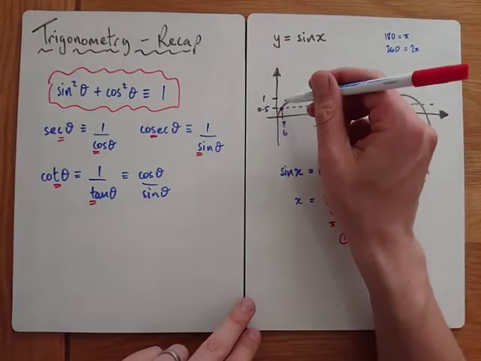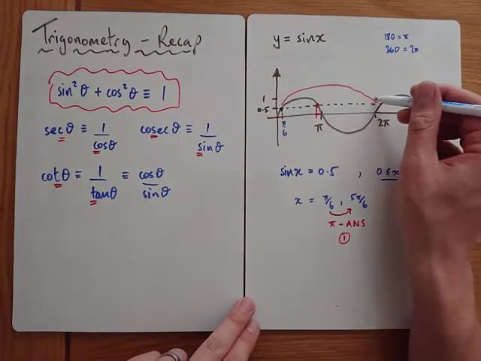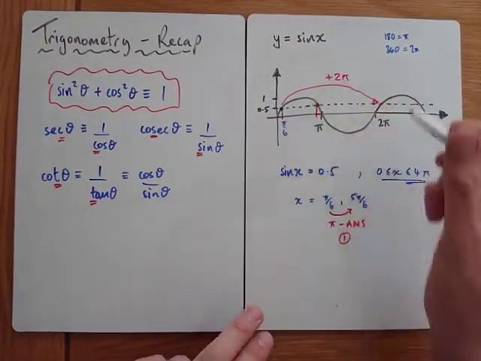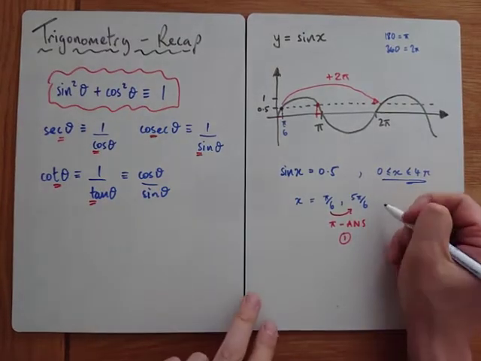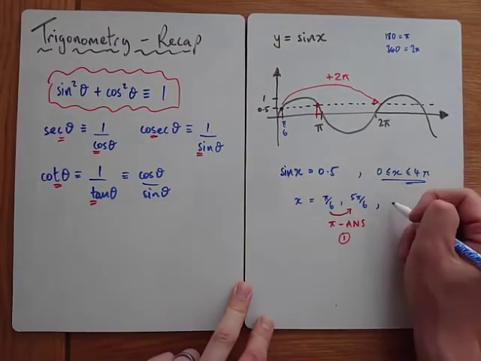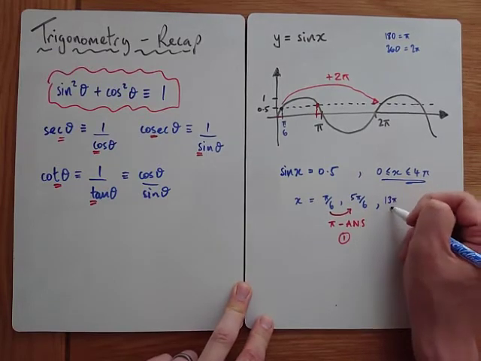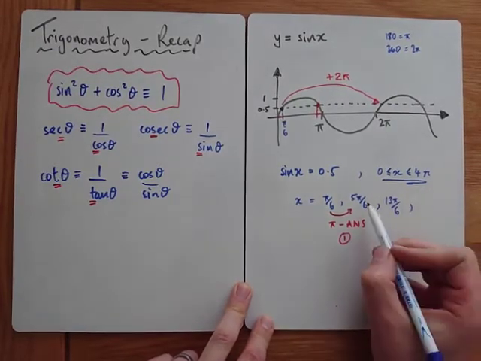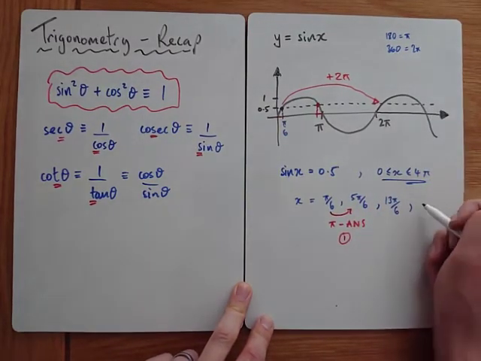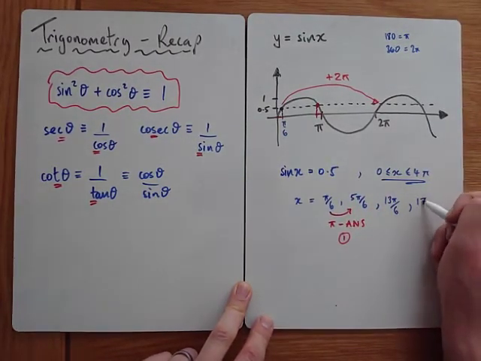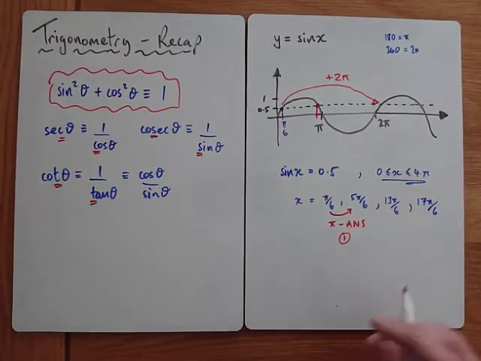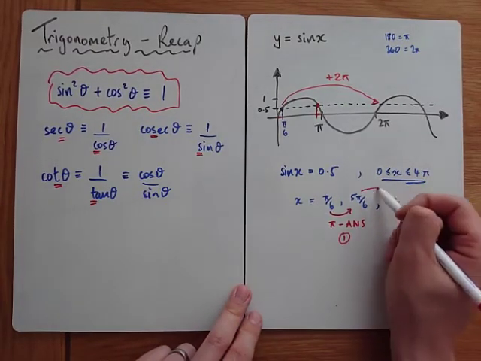So to get to the next answer, we can just add 2 pi on. So if we add 2 pi on, that would be 13 pi over 6. And then we can also get another answer by adding 2 pi onto this one. And if we add 2 pi onto that, that would be 17 pi over 6.